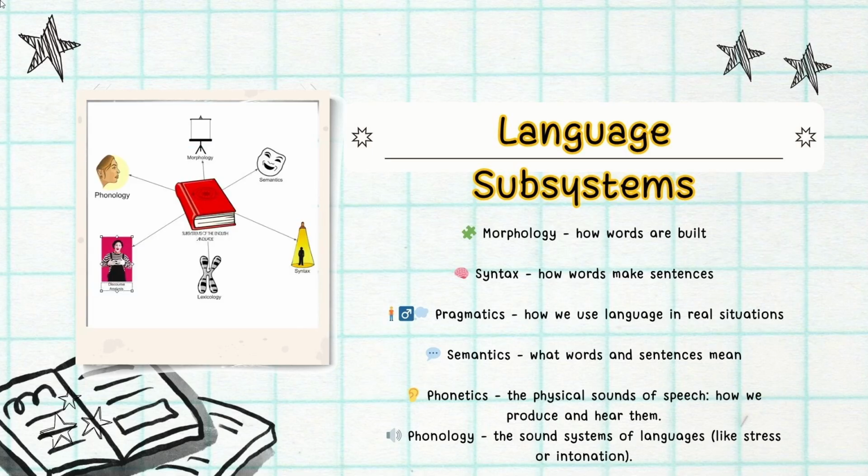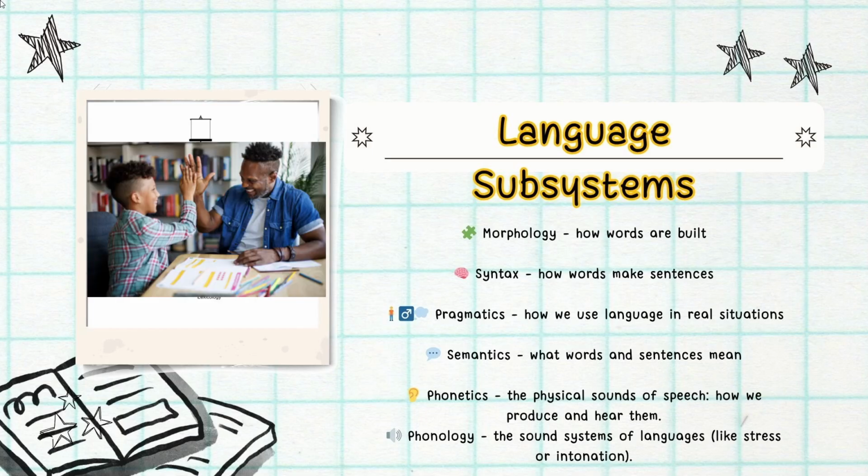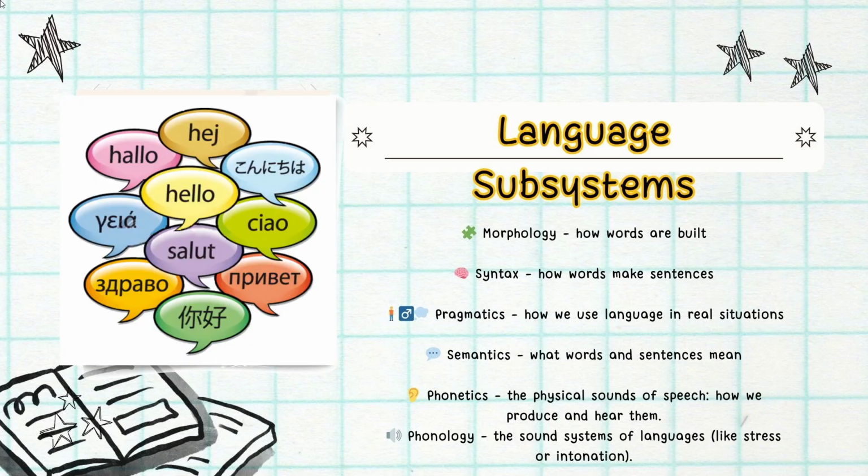Then we have syntax. This is the study of how words are organized to form sentences. This includes rules of word order and sentence structure. Applied linguistics uses syntax to help people form correct sentences and understand these sentence patterns in both languages, the native language and the second language.